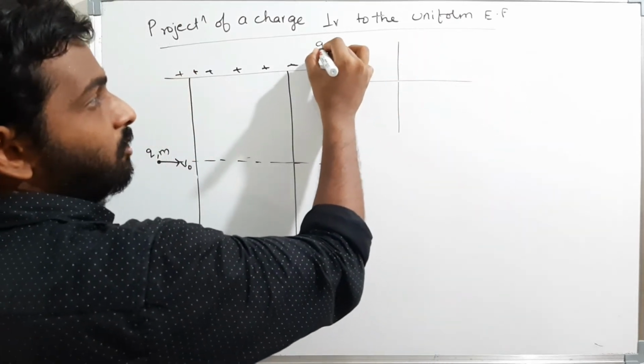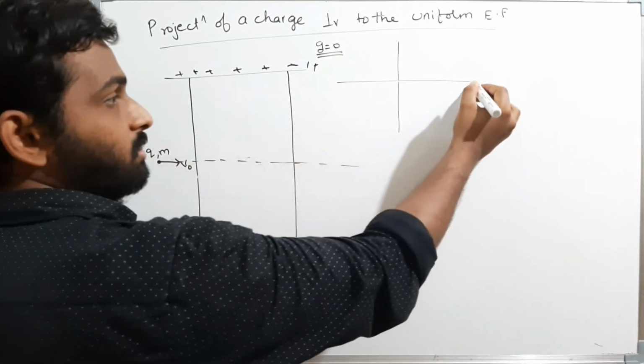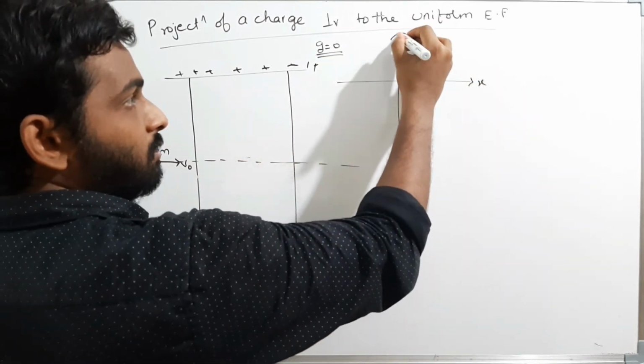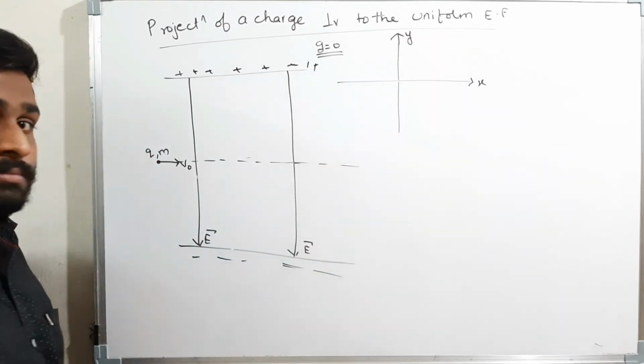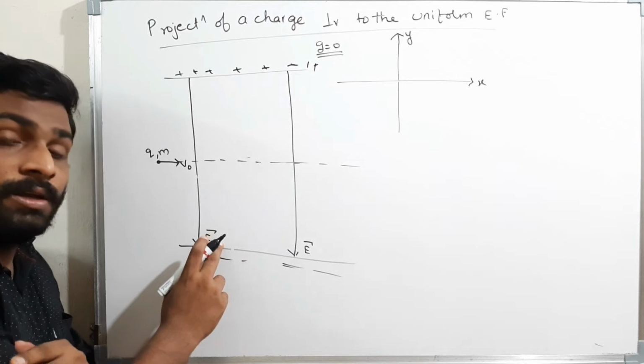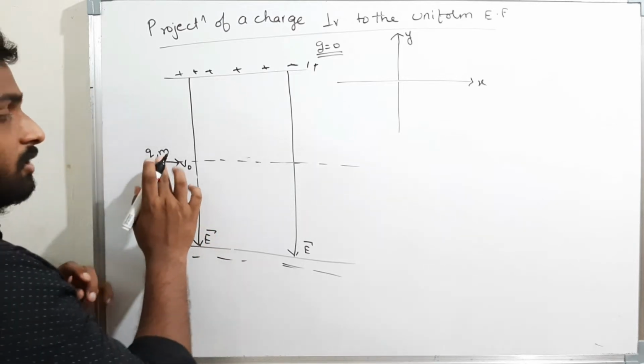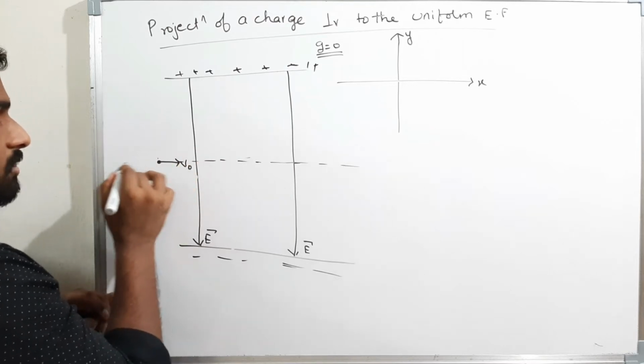Assume the acceleration due to gravity is 0. There is no acceleration due to gravity. Now this is the x-axis and this is the y-axis. Now if there is a charge q, then because of the electric field, what will be the direction of the force? Think, this is a charge q.